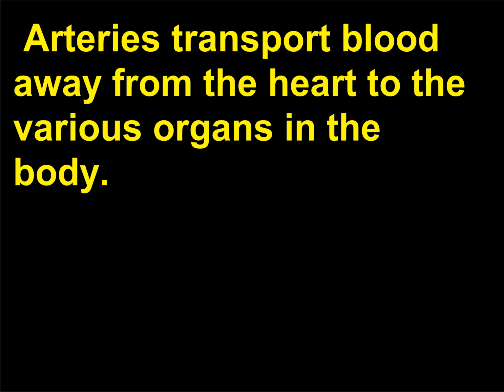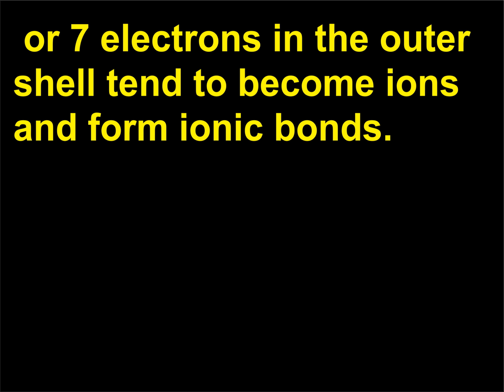However, those atoms with 1, 2, 6, or 7 electrons in the outer shell tend to become ions and form ionic bonds. Atoms with greater than 2 or less than 6 electrons tend to form covalent bonds.